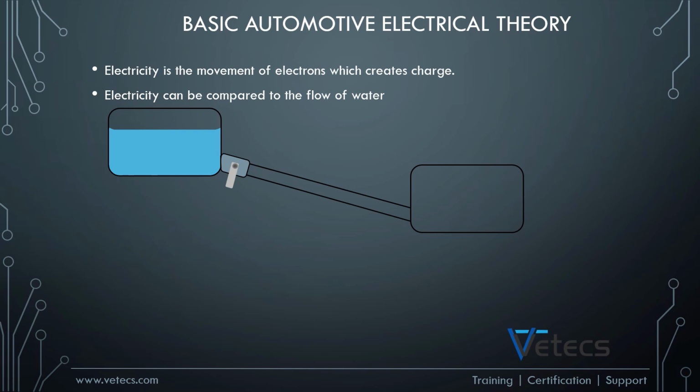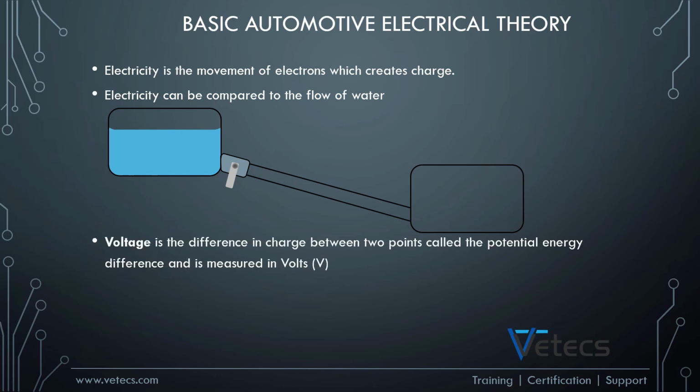Imagine you had 2 containers connected to each other by means of a pipe and a valve. If the first container is filled with water and the valve is closed, no water will flow to the second container. The first container resembles a battery, and the potential of the water that can flow from one container to the other resembles the potential difference. Voltage is defined as the difference in charge between 2 points, called the potential energy difference, and is measured in volts. Voltage is displayed using the symbol V.